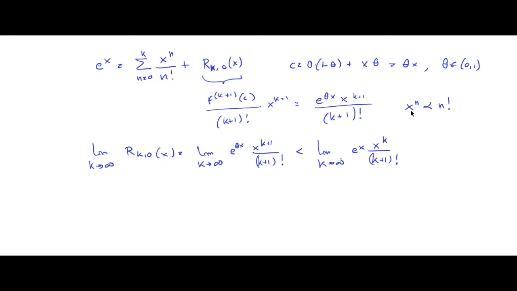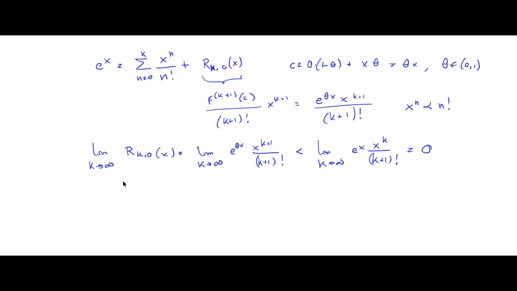Because if you think about it, it doesn't matter how great x is. After some point, n becomes larger than x, and then you keep multiplying things that are greater and greater than n, while you're just multiplying x over and over again, right? So at some point this gets very small, so this limit is going to be 0. Okay, so the limit of this remainder is going to be 0.